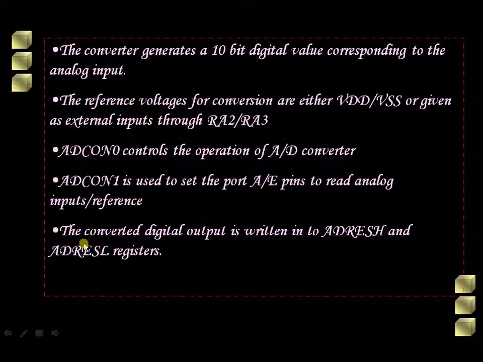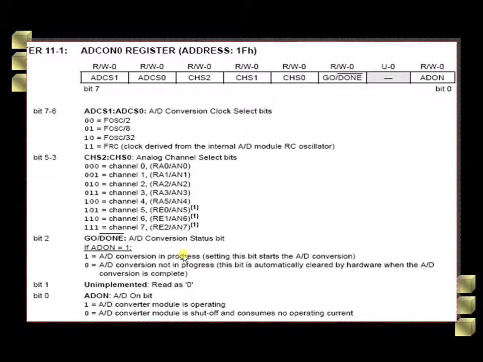Next, the converted digital output is written into the result registers, that is ADRESH and ADRESL. Let us see each and every register and the importance of each and every bit. As you can see, ADCON0 is an 8-bit register, so we'll start the discussion of this from its MSB.